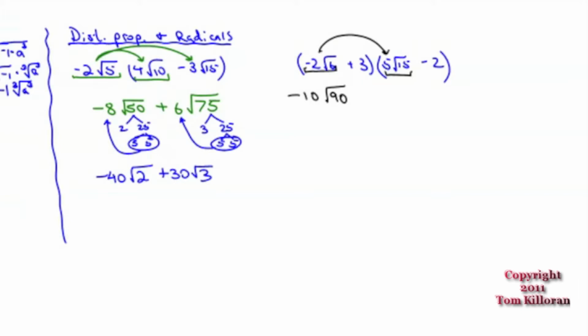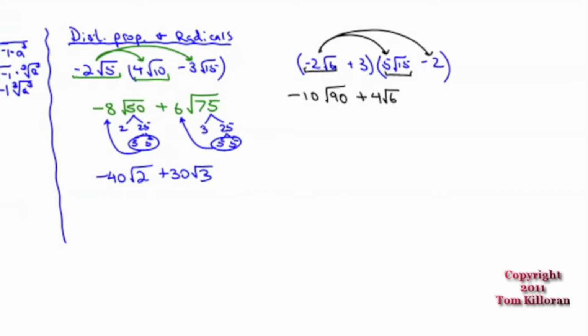And then you're going to distribute this to the second one. So you have negative 2 times negative 2 is positive 4. This one doesn't have a square root, so the only thing I have to do is write down square root of 6. If you want to think of it, it's square root of 6 times square root of 1, which is square root of 6. All right, so that would give us first and outer.